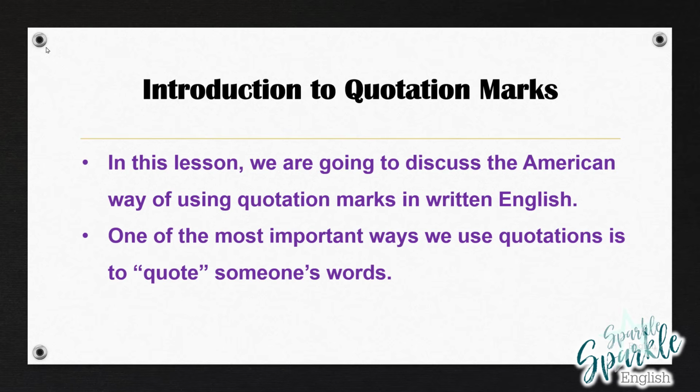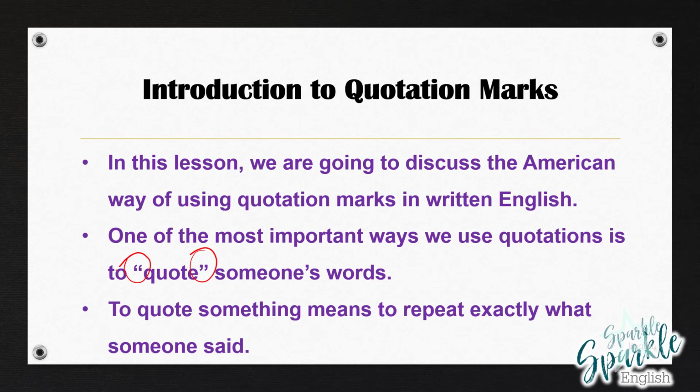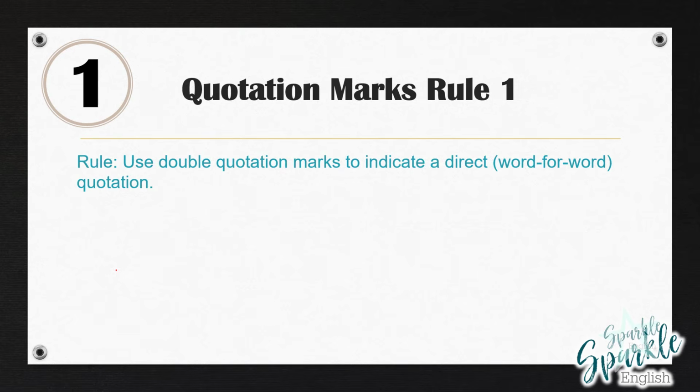One of the most important ways we use quotations is to quote someone's words, and obviously these right here are quotation marks, double quotation marks. To quote something means to repeat exactly what someone said. So let's get started with the first rule.